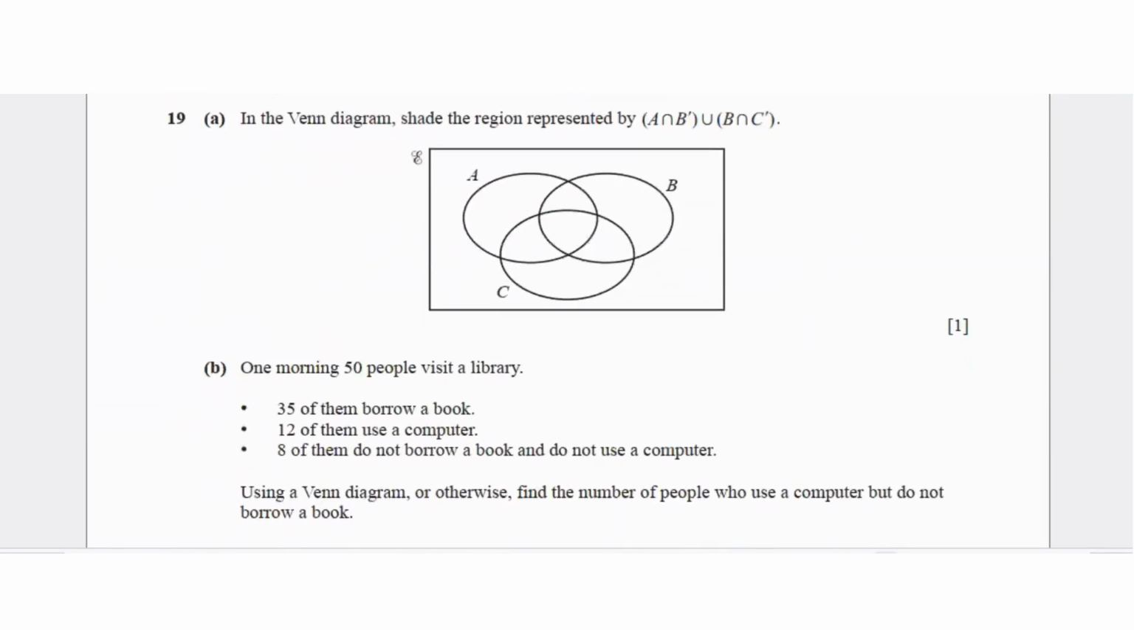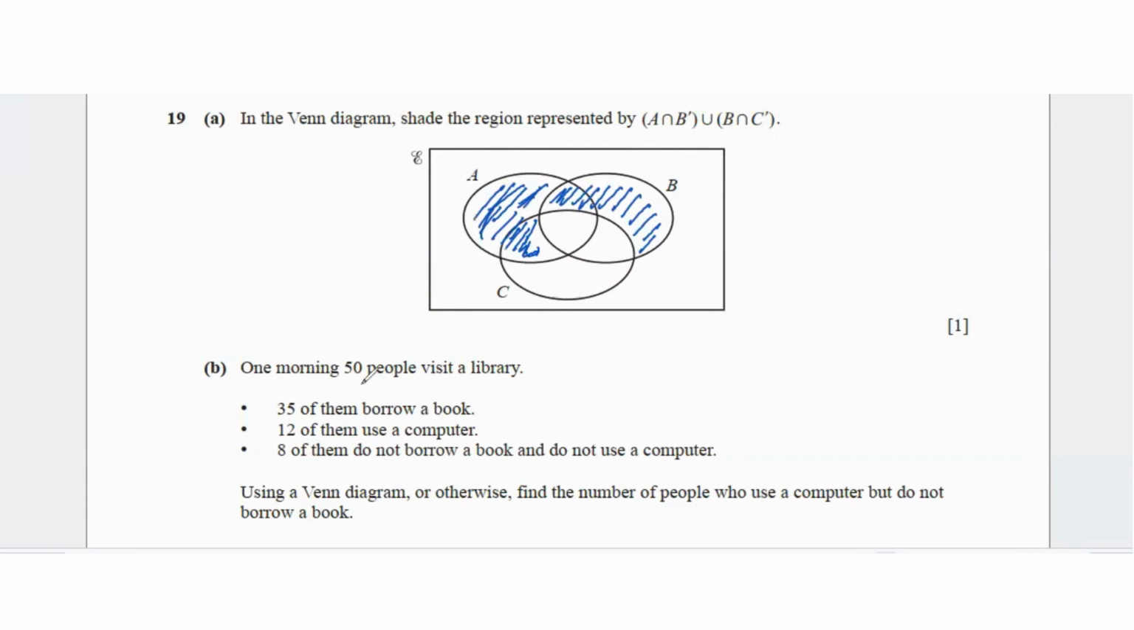Question 19 says, in the Venn diagram, show the region represented by A intersection B complement, union B intersection C complement. So A intersection B complement is going to be this area. And then B intersection C complement is going to be this area. So that's your shading.